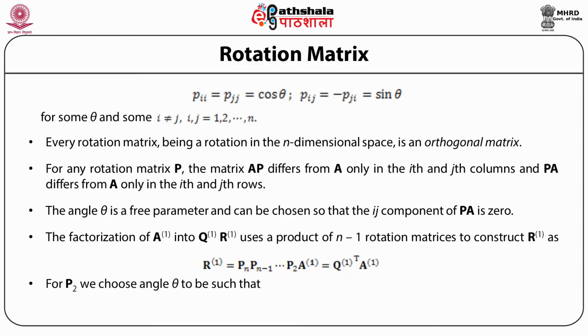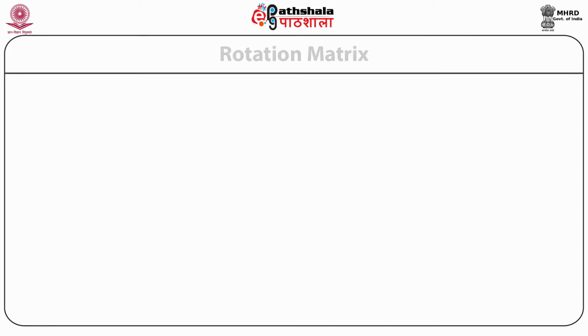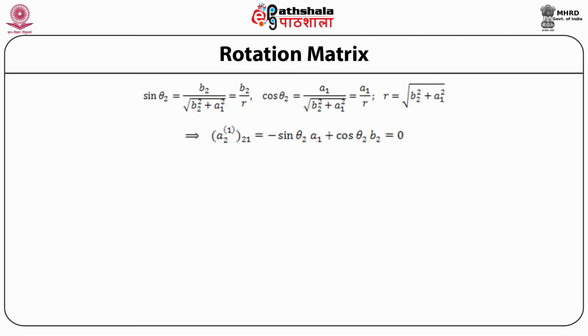So for P2 we choose angle theta to be such that P11 equals P22 equals cos theta 2 and P12 equals minus P21 equals sin theta 2. Sin theta 2 equals b2 by the square root of b2 square plus a1 square, equals b2 by r. Cos theta 2 equals a1 divided by the square root of b2 square plus a1 square, equals a1 by r, where r equals the square root of b2 square plus a1 square.